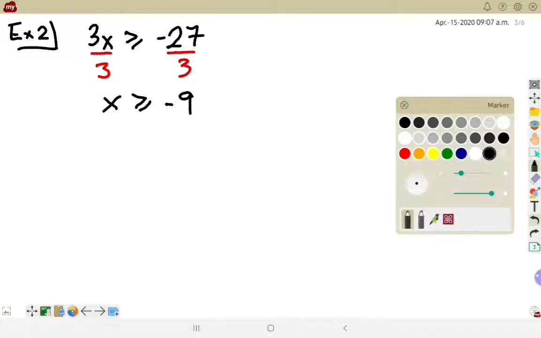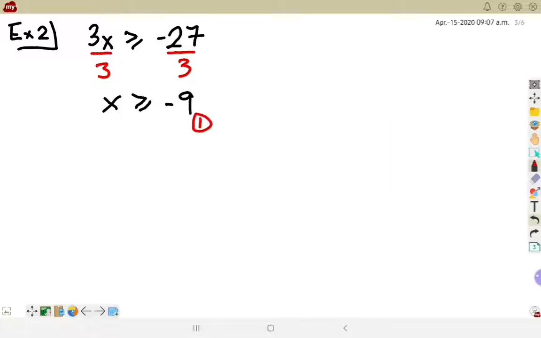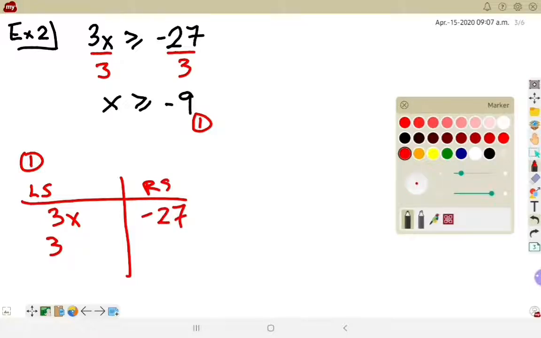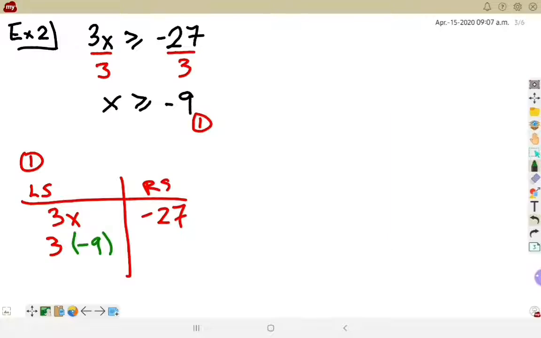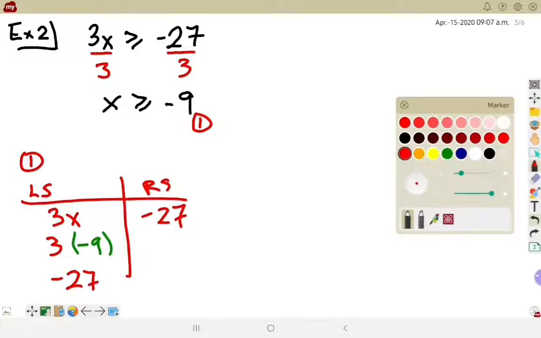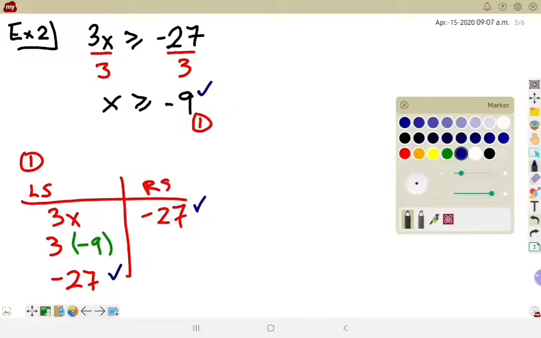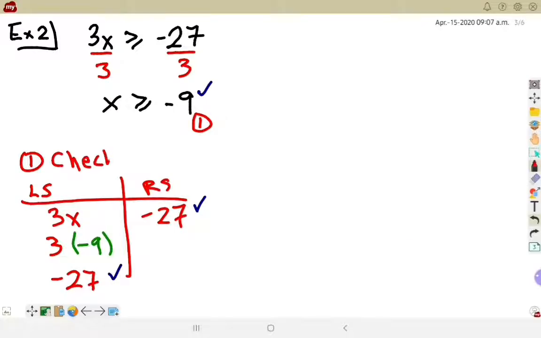All right, well, the first thing I need to do is test that boundary point. I need to make sure that negative 9 actually is the correct boundary point. So I'm going to do my left side and my right side and pretend that this is an equation. If I started with 3x and negative 27, if I substitute in negative 9 for x, I get 3 times negative 9, and 3 times negative 9 is negative 27. So we've done a good job. We have the correct boundary point. Okay, so now that I've done the boundary point, I need to check that inequality.